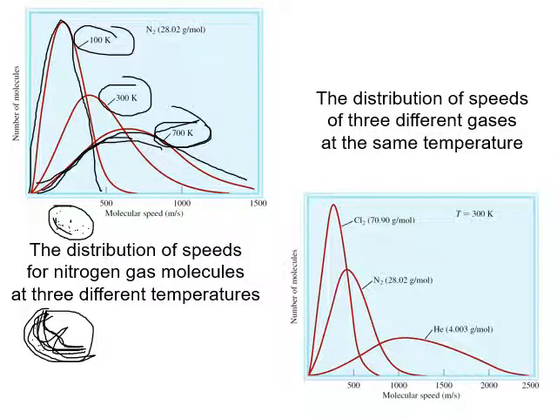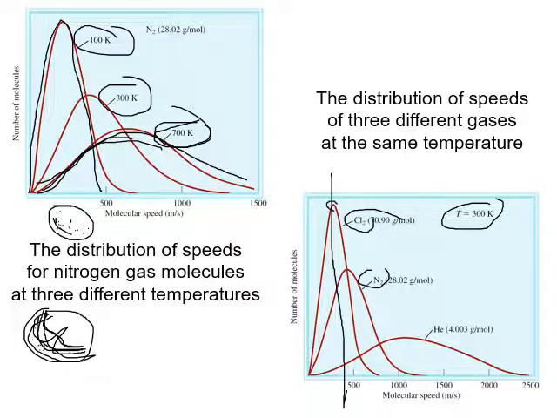But if we changed the gas in there, chlorine versus nitrogen versus helium, and the temperature was held constant, you still got different distribution curves. That was based upon molar mass. The heavier the molecule, the slower it goes. Chlorine was the heaviest, so its average was slower than helium, which was the fastest. So that's what that's indicating there.